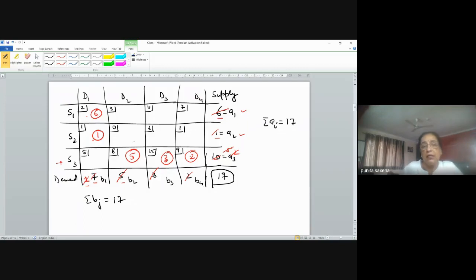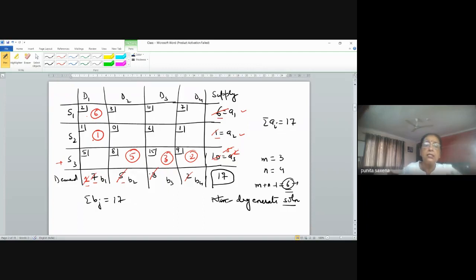Now see, the next thing that we have to check: how many allocations have we made? 1, 2, 3, 4, 5, right? So basically, your m was 3, your n was 4. So m plus n minus 1 should have been 6. Remember what I said yesterday, right? We must check how many allocations we have made. In this case, we have made 5 allocations, which is not 6. So this is a case of degeneracy. Sorry, I was about to write non-degenerate. So this is a degenerate solution.